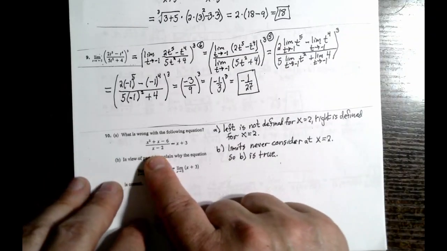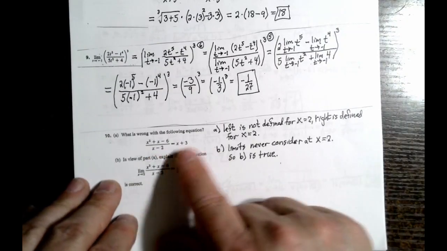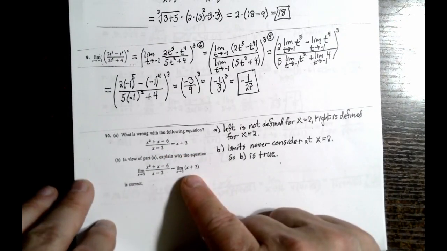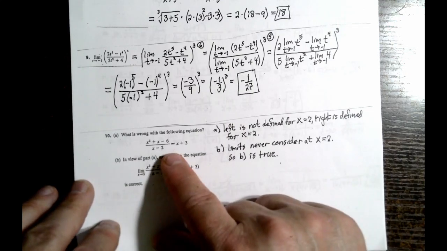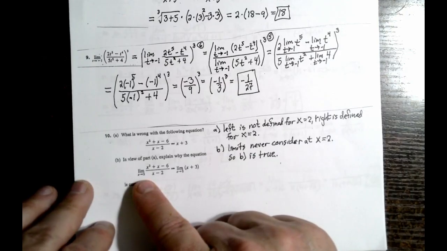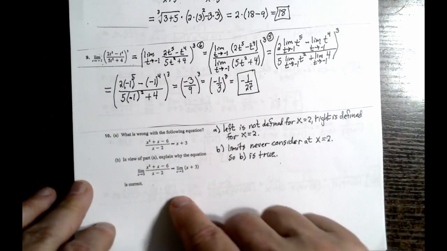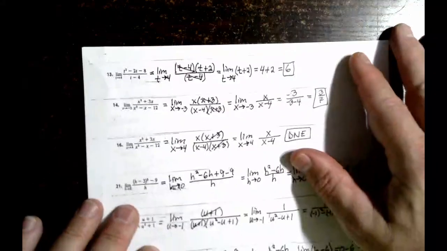Now they say, what's wrong with this equation? This guy equals that. Well, the left side is not defined at 2, but the right side is defined at 2. In part A, explain why the equation, the limit, equals that. Well, we don't care what happens at 2 since we're approaching 2. So you can say the limit of the left-hand side equals the limit of the right-hand side. Now, there's a whole bunch of problems here.